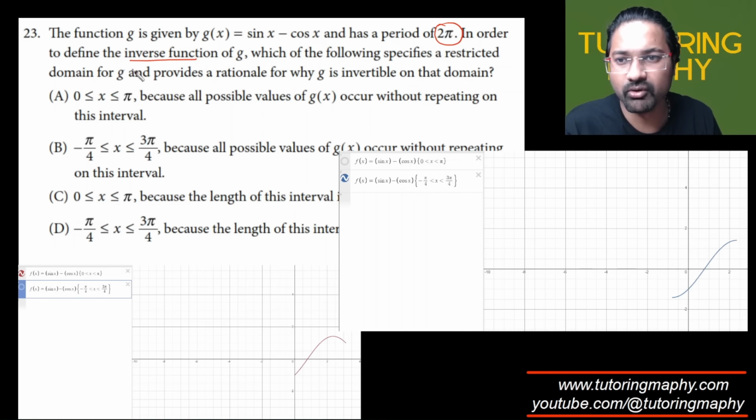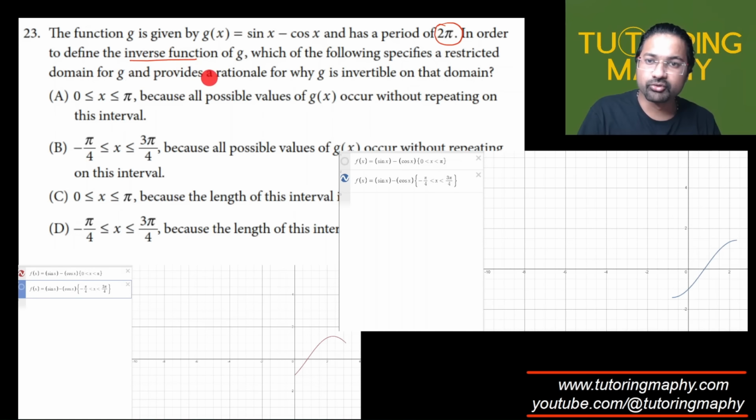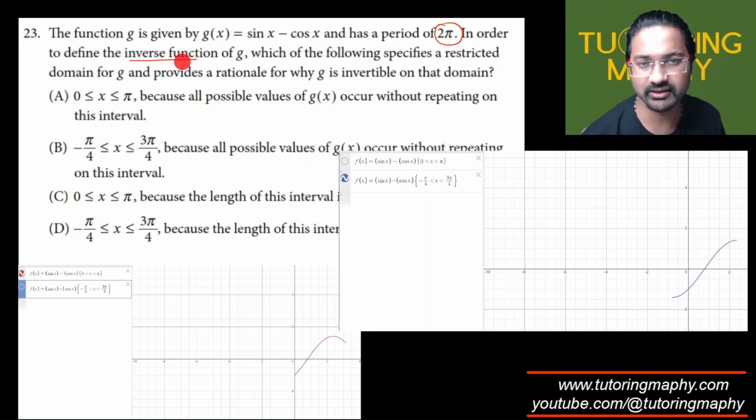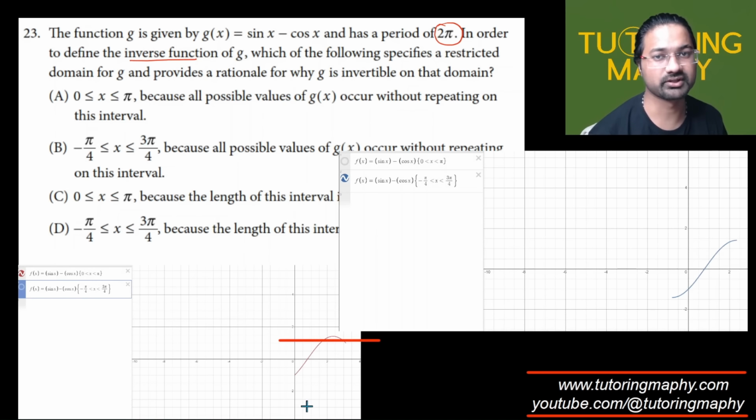Now remember, they want a restricted domain so that the inverse exists, and the inverse exists only when it passes the horizontal line test. And clearly for this function, it is not passing the horizontal line test, because the horizontal line, if I draw it at this point, is intersecting at 2 distinct points.